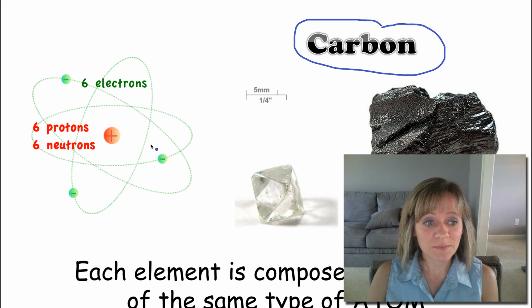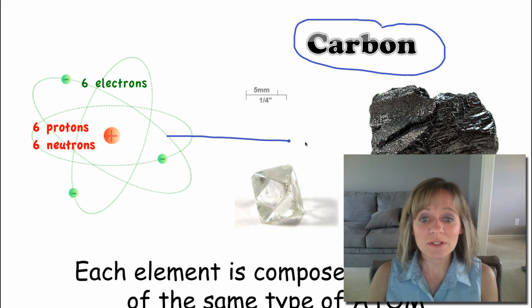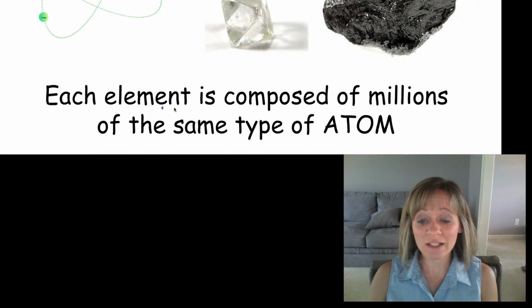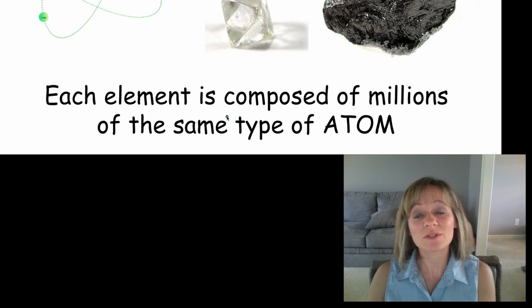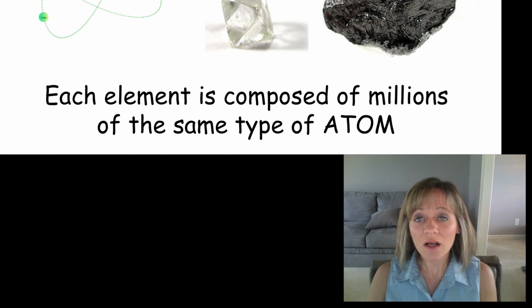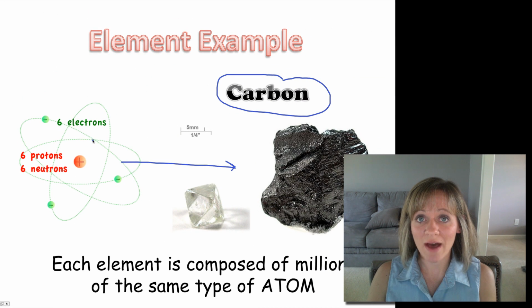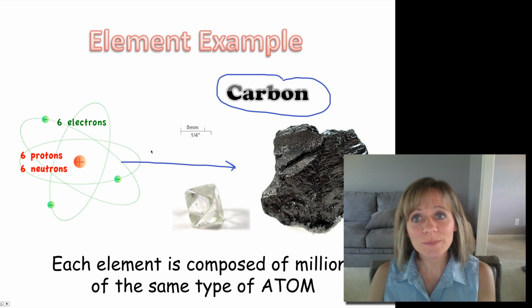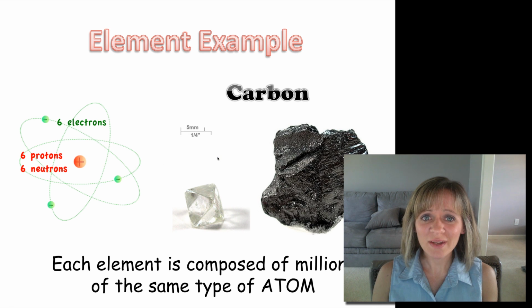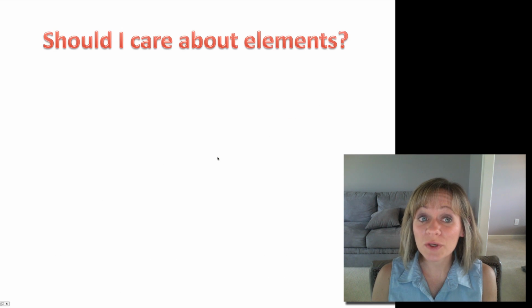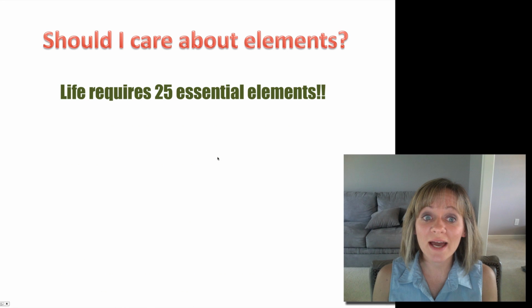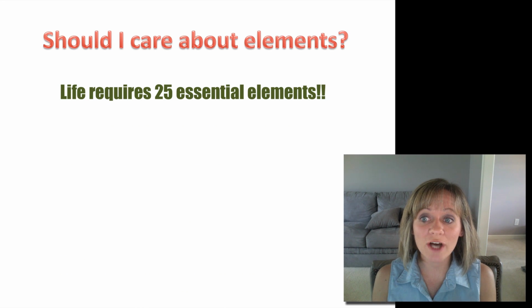All carbon atoms have a nucleus of 6 protons, 6 neutrons, and an outside of 6 electrons. So the key here is that atoms make up elements, and each element is composed of millions of the same type of atom. So this little hunk of carbon has millions and billions of these exact same types of atoms, a carbon atom. So atoms make up elements. Now, why should you care about elements? Well, you definitely should care about elements because life requires 25 essential elements.